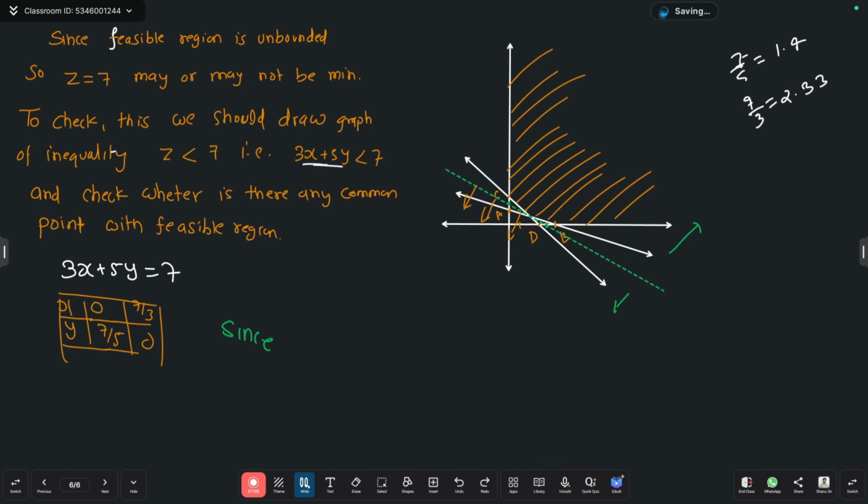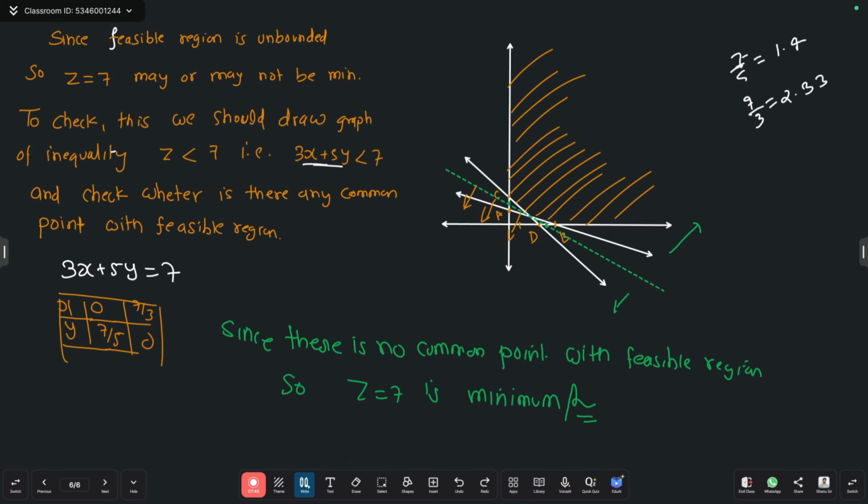Since there is no common point of the inequality with the feasible region, z equals 7 is minimum. At which point? At 3 by 2 comma 1 by 2. At this point we are getting it.